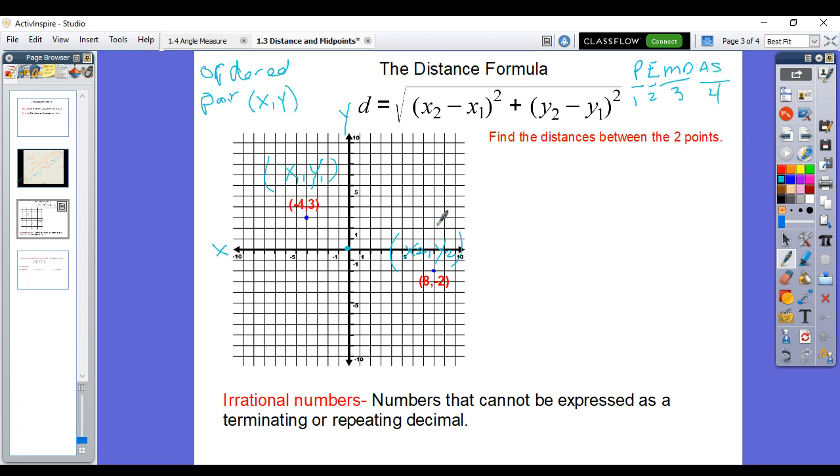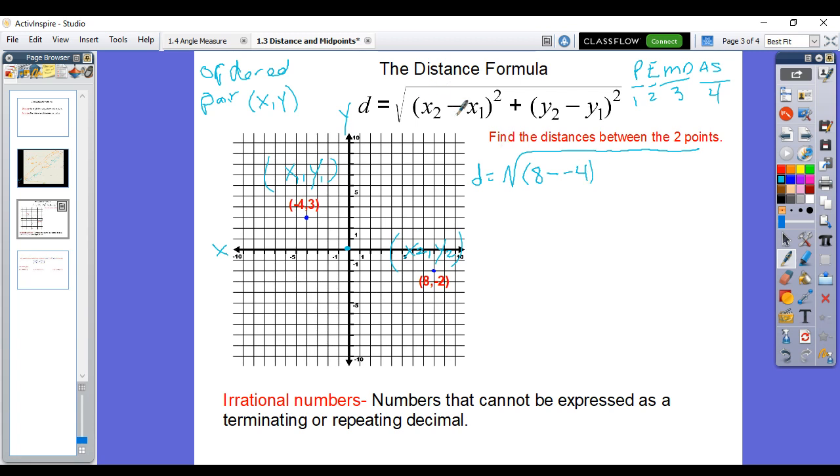So let's go ahead and plug in our x2. We're calling this set x2, y2. So we start with that. Distance equals the square root of x2, which we're calling 8, minus x1. x1 is negative 4. So you have to include that as its own quantity, negative 4.